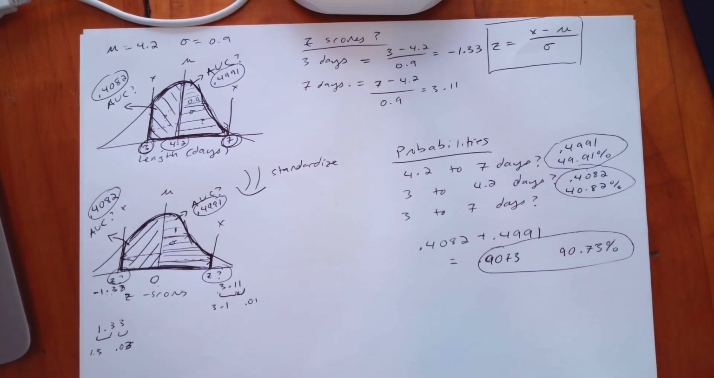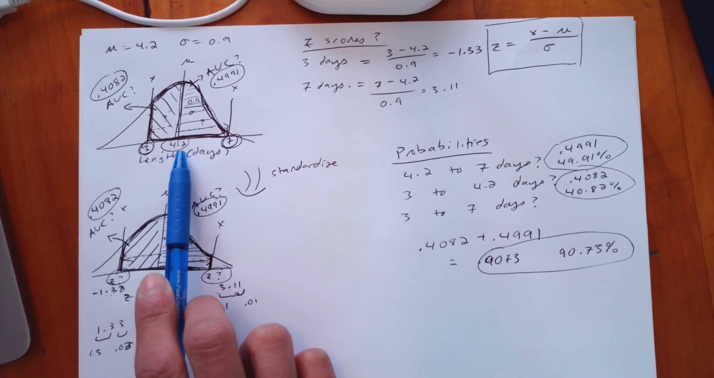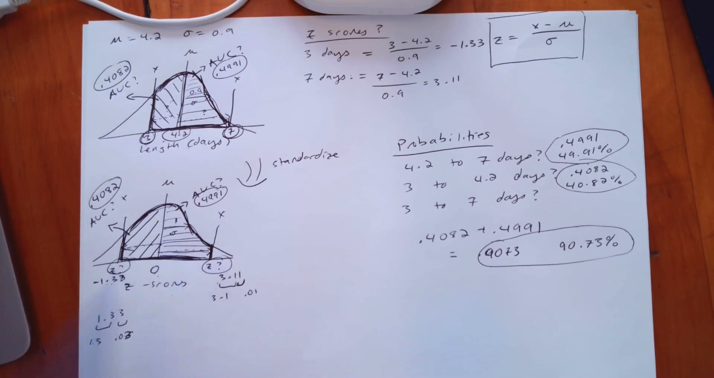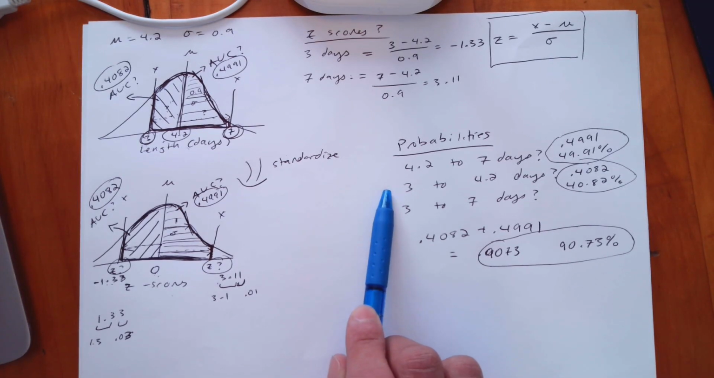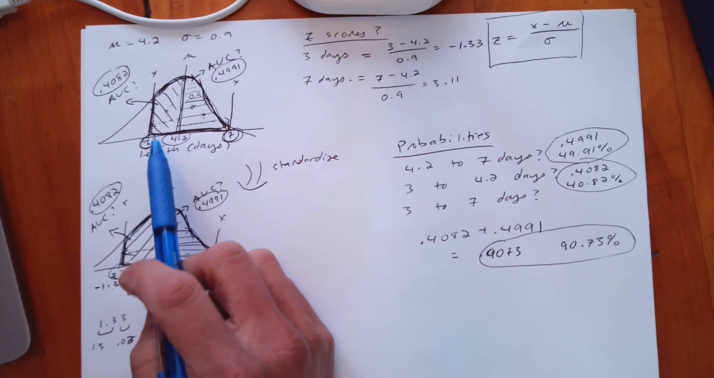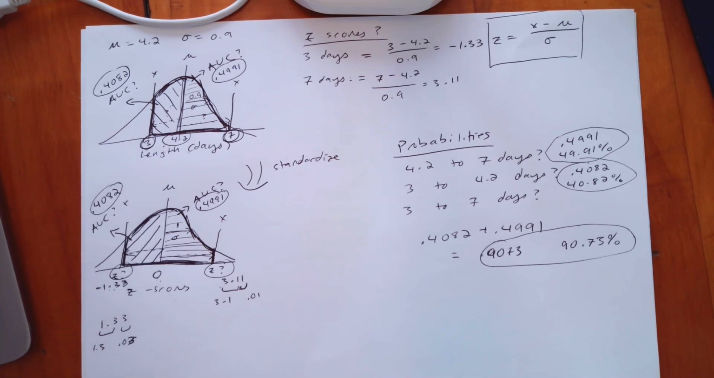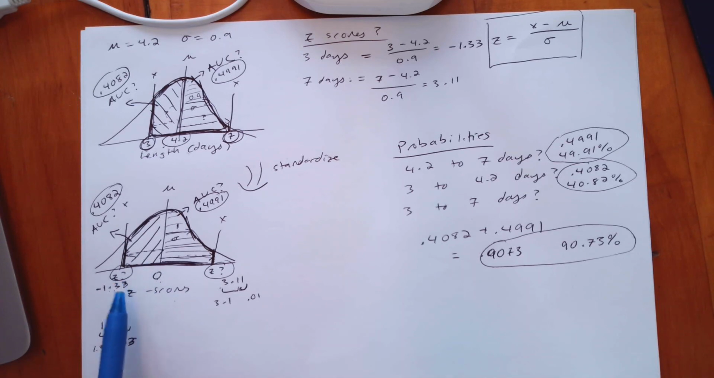To find the probabilities of getting outcomes within these ranges, we looked at the area under the curve between 4.2 days and 7 days, and we found that by shading in this area with the horizontal lines, and then looking up that area on the z-table. To find our probability of getting a trial that lasts between 3 days and 4.2 days, we figured out that we were looking for this area under the curve between 3 days and 4.2 days that's shaded with diagonal lines, and then we looked up that area on the z-table.